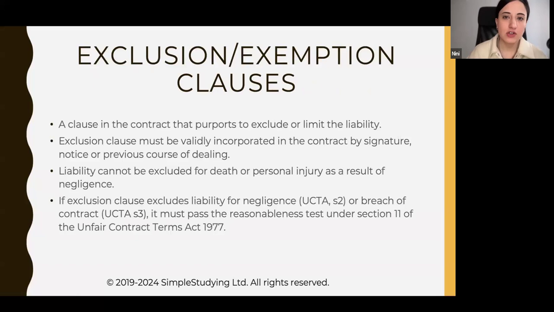What is an exclusion clause, or otherwise called an exemption clause? It's a clause in the contract that is supposed to exclude or limit liability. An exclusion clause must be validly incorporated in the contract by signature, notice, or previous course of dealing. The first thing you will have to do is discuss whether or not the exclusion clause was incorporated in the contract and which method was used.